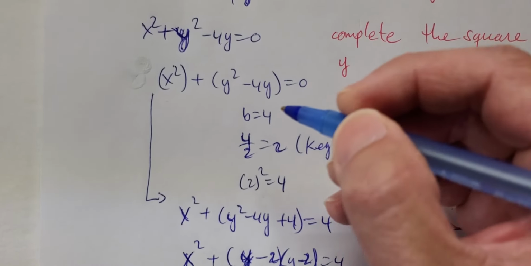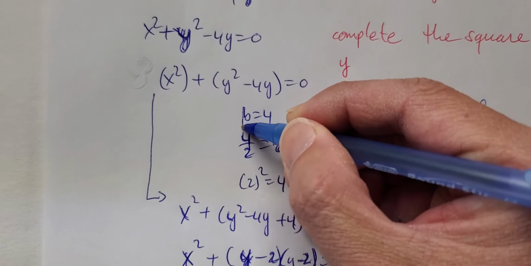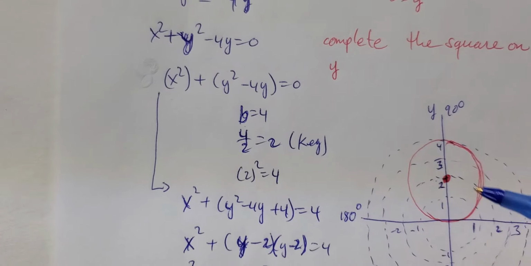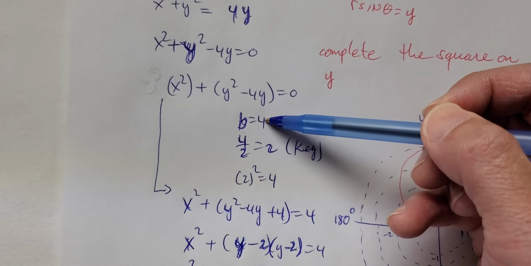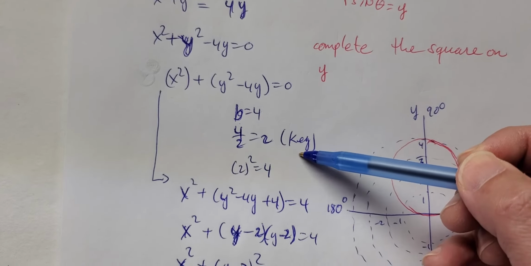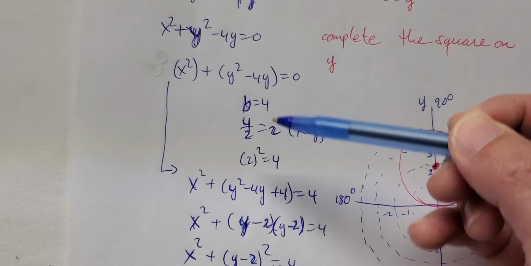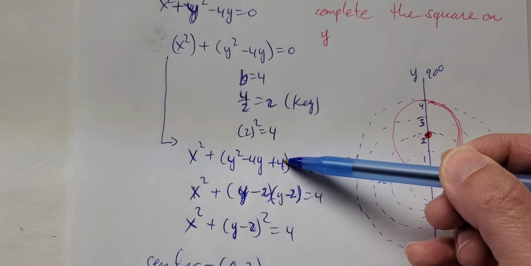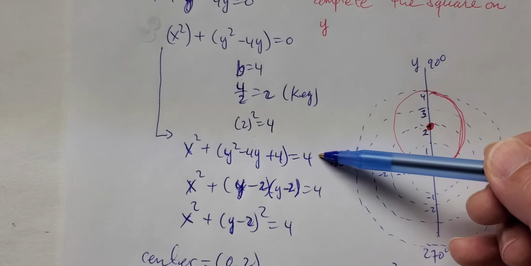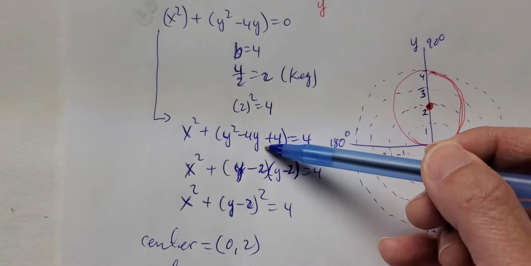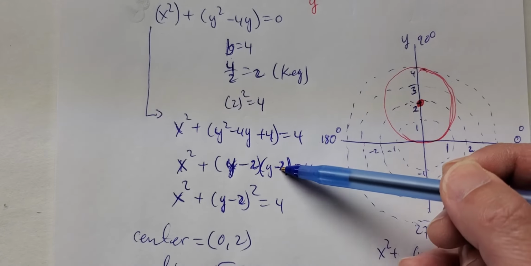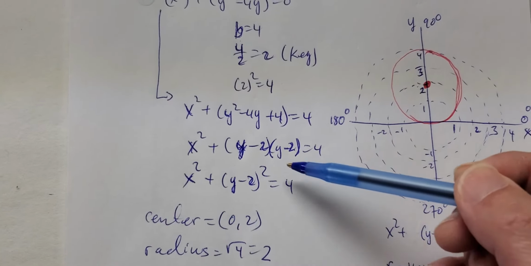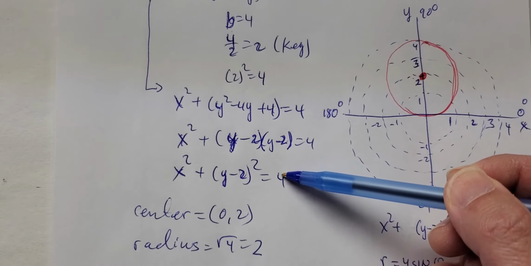Again, this right here is letter B, okay? B, not 6. So B is equal to 4. Half of 4 is 2. Square the 2, which is 4. Bring this equation down. Now add 4 to the inside of the y and also to the other side. Now factor this, which is y minus 2. There are 2 of them, so y minus 2 squared. And this is the answer that we need because there's nothing else we can do.